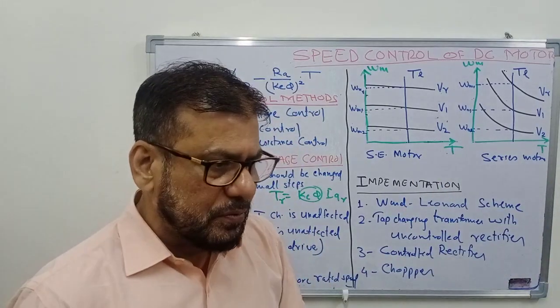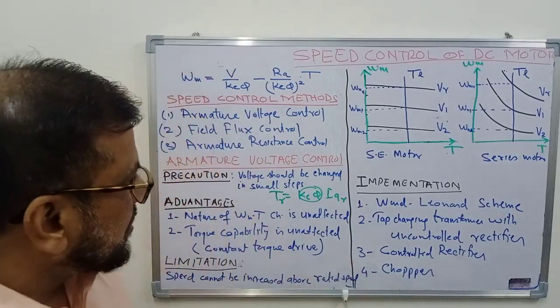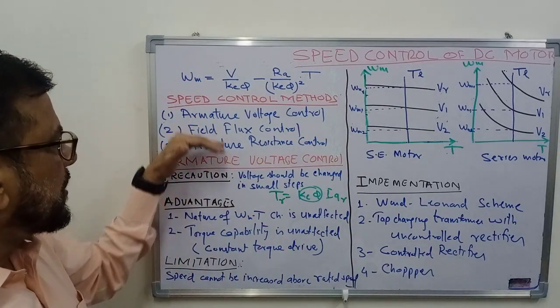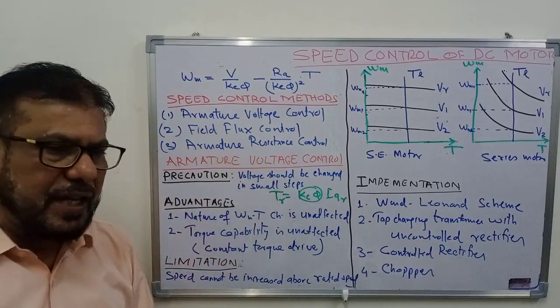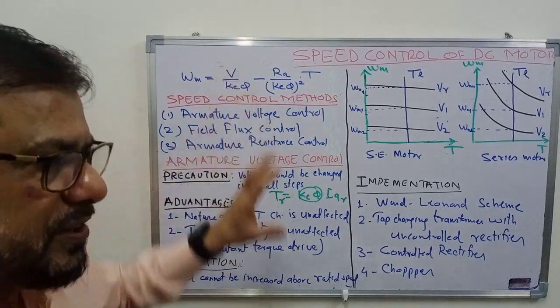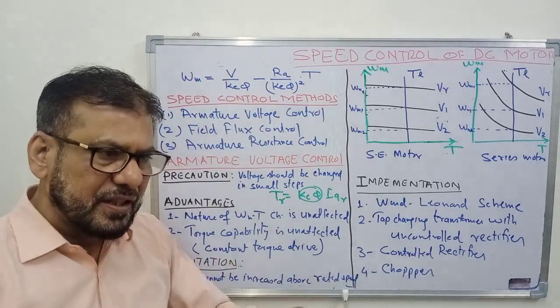So that is all for this lecture. In the next lecture we shall discuss the other two methods, that is field control and armature resistance control, and then we shall compare these methods, their advantages and disadvantages.